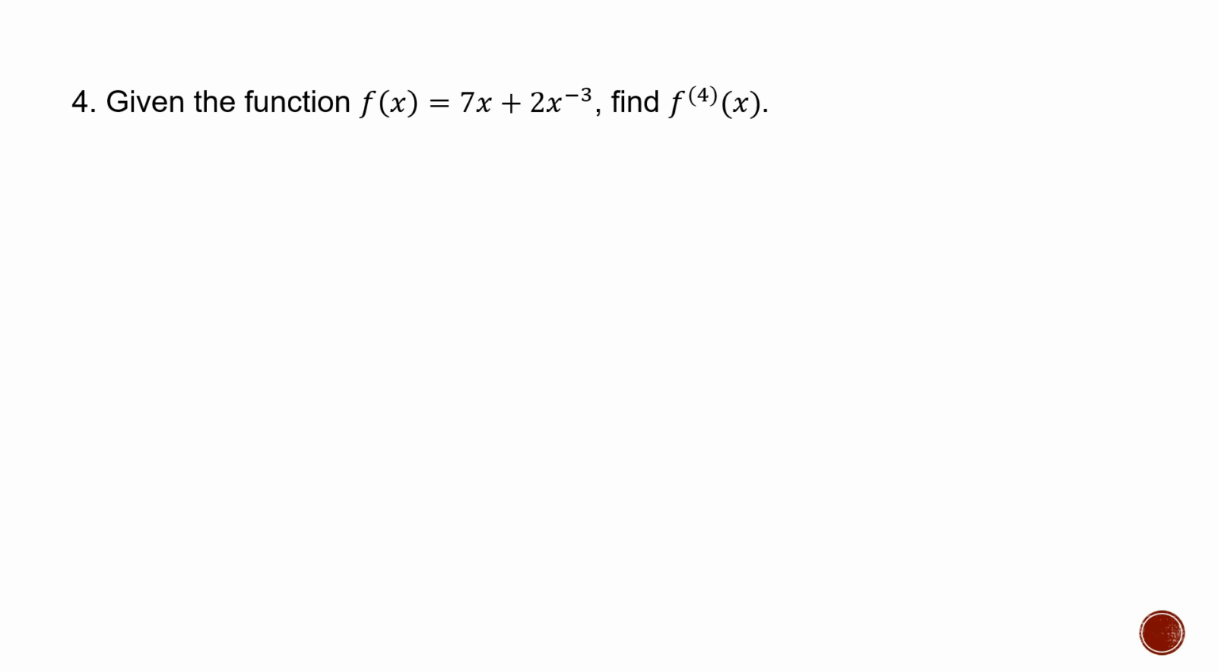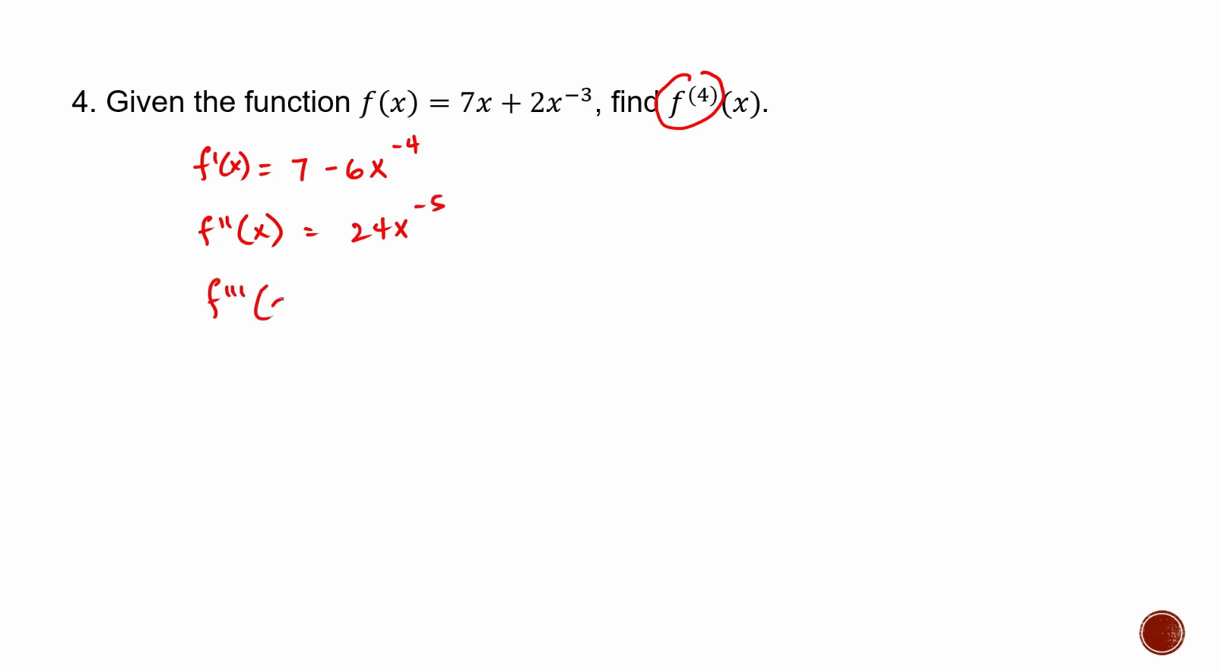Okay, so here we need to find the fourth derivative. See that symbol? If you see that, that means we need to find the fourth derivative. First derivative is 7 minus 6 x raised to negative 4, right? Negative 3 minus 1 is negative 4. So this is f prime x. F double prime x, that will be 0 plus 24, or 24x raised to negative 5.